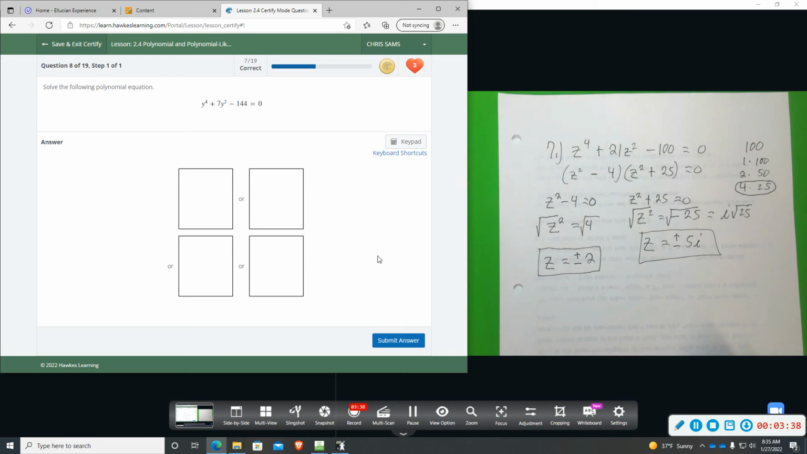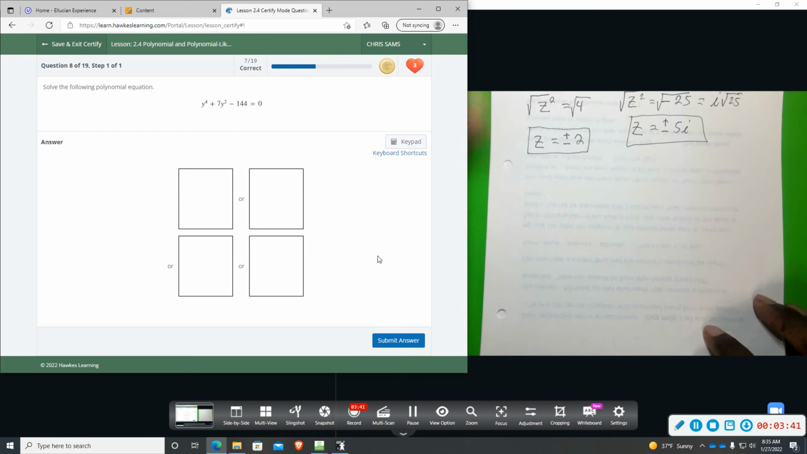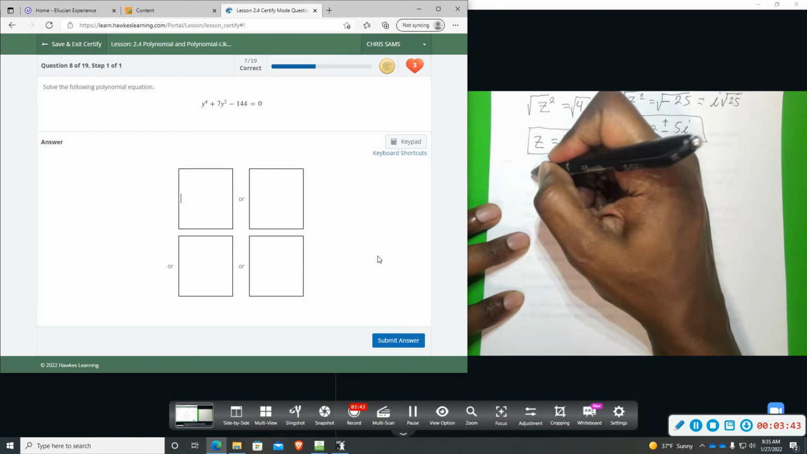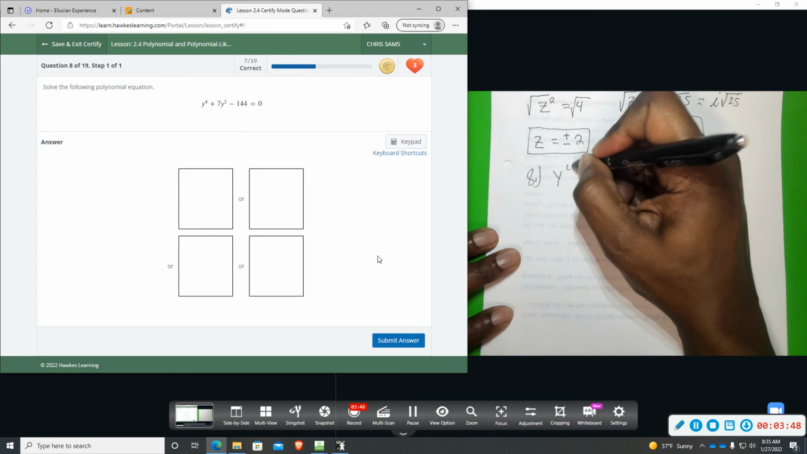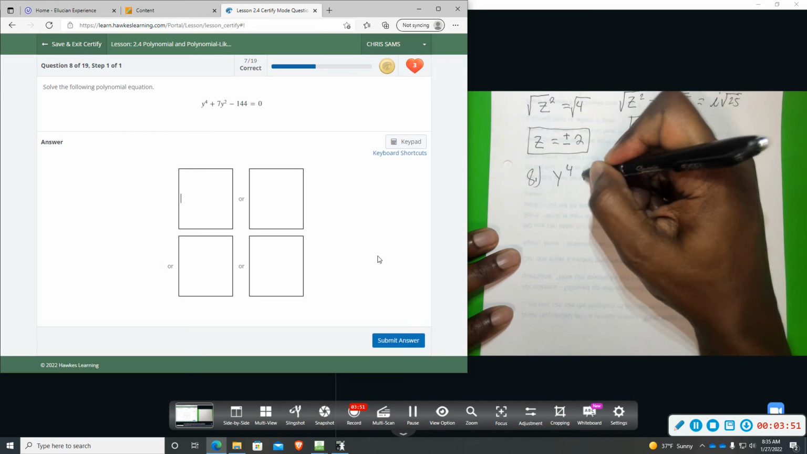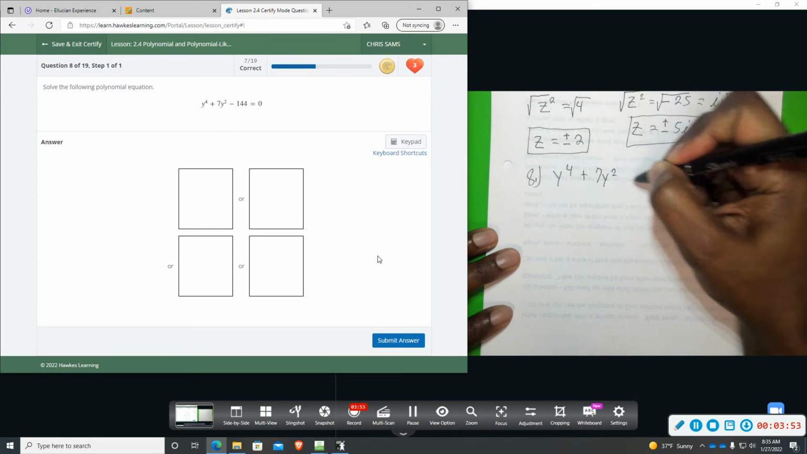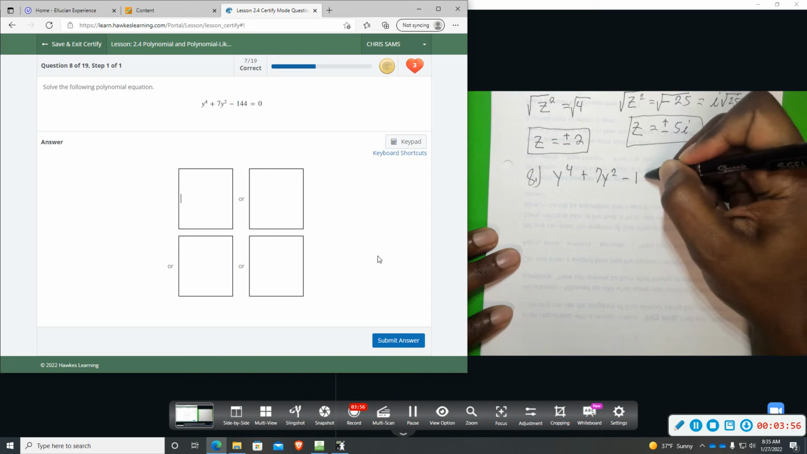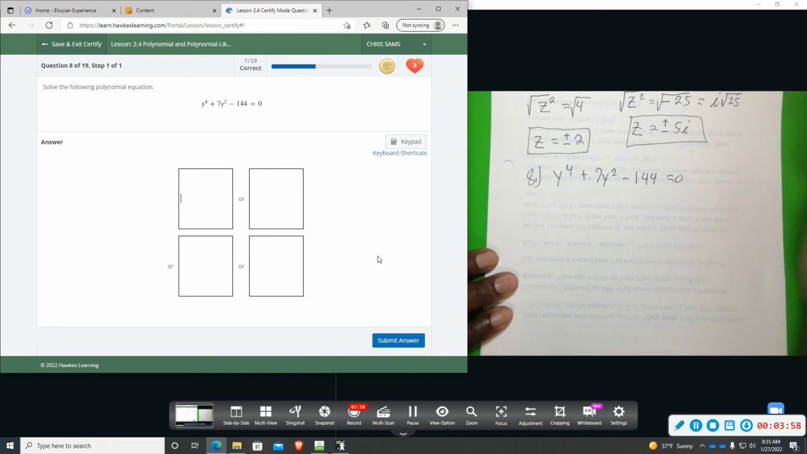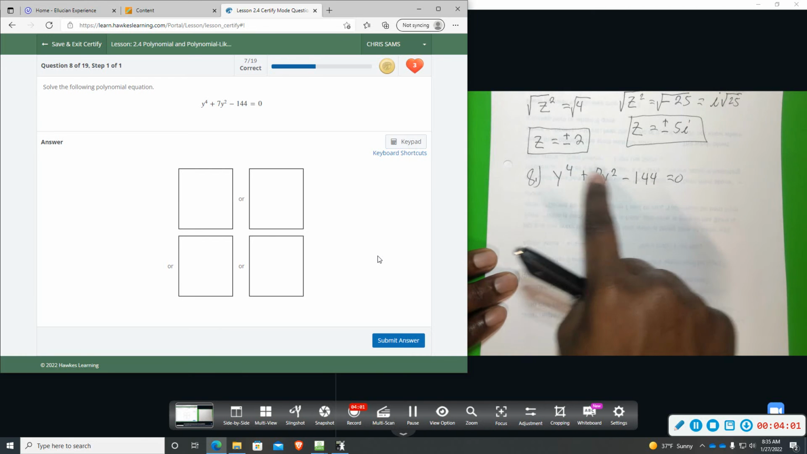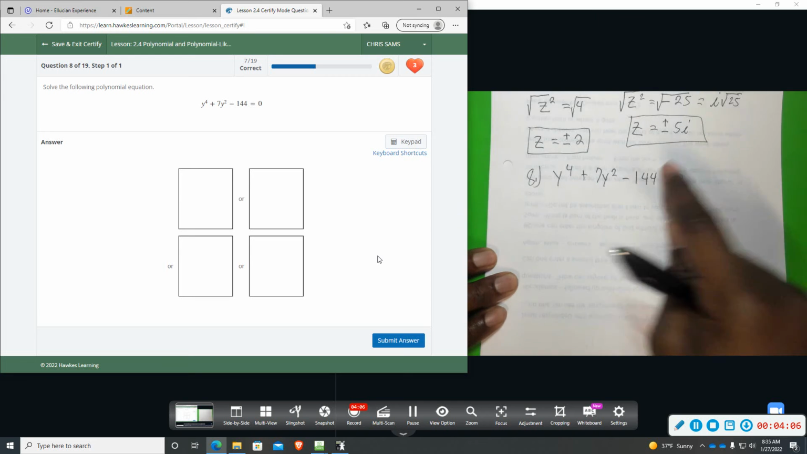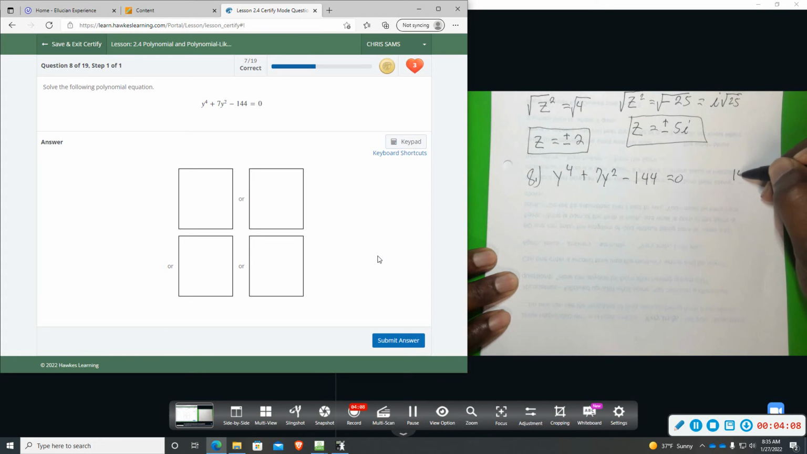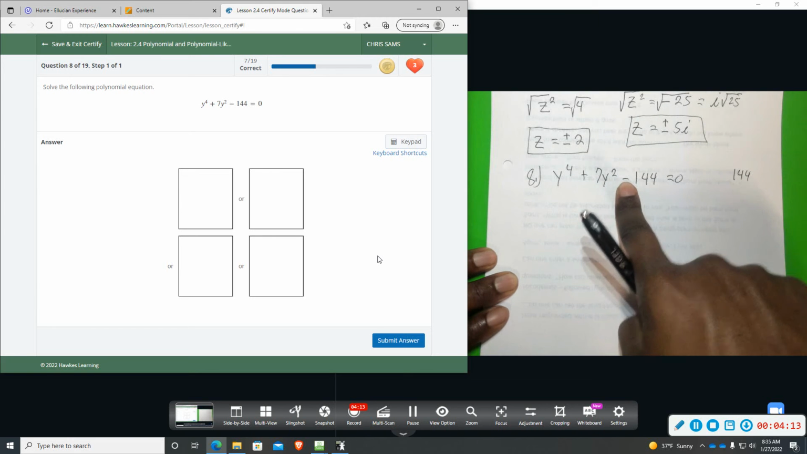Number 8, similar problem. I'm going to work it about the same way. Y to the 4th plus 7y squared minus 144 equals 0. So again, that same relationship is there. This is half of that. And so we're going to try to factor 1 times 144 gives us 144. Factors of 144 that subtract and give us 7.